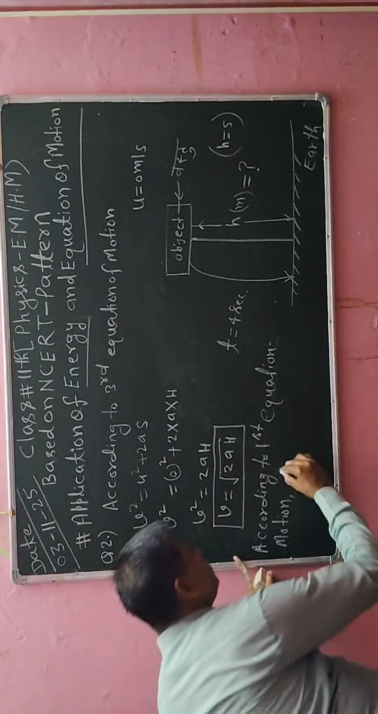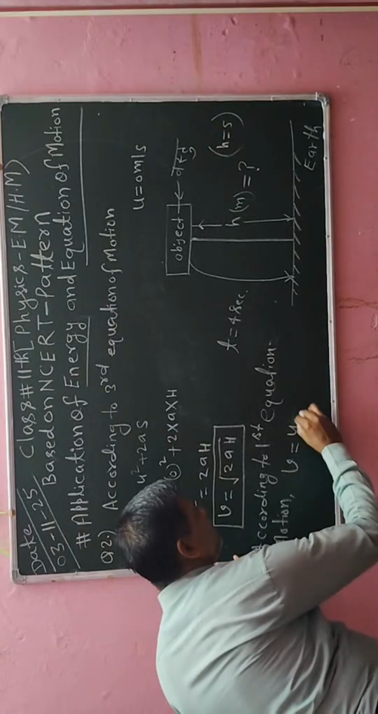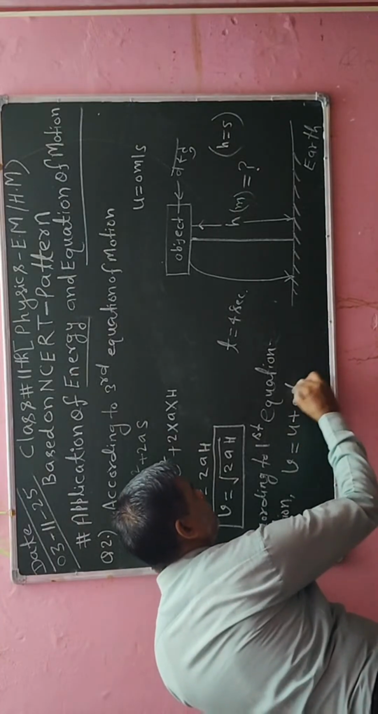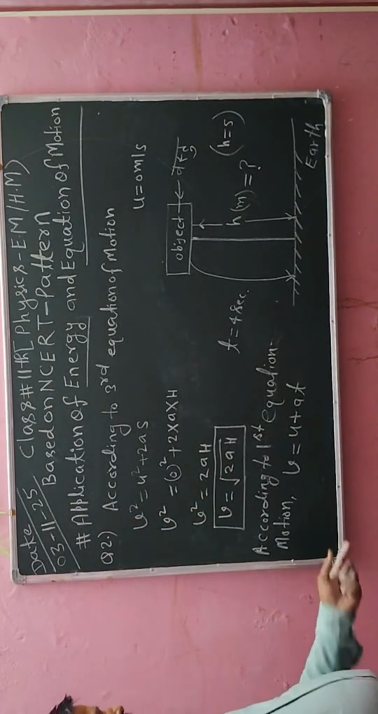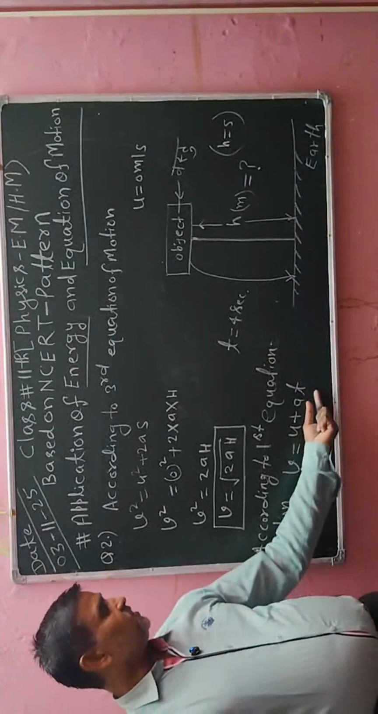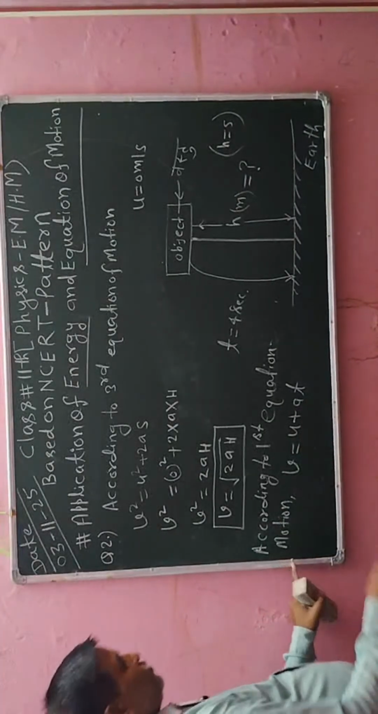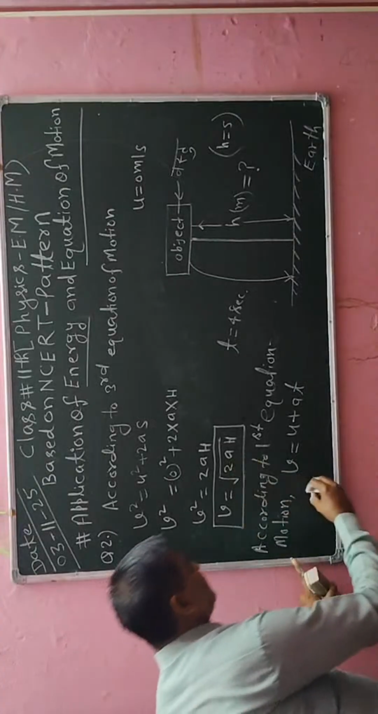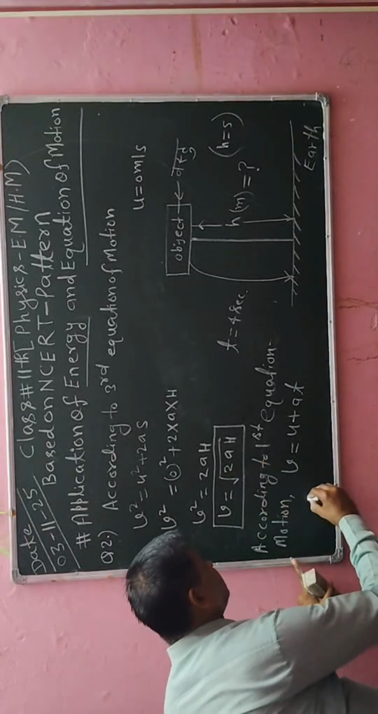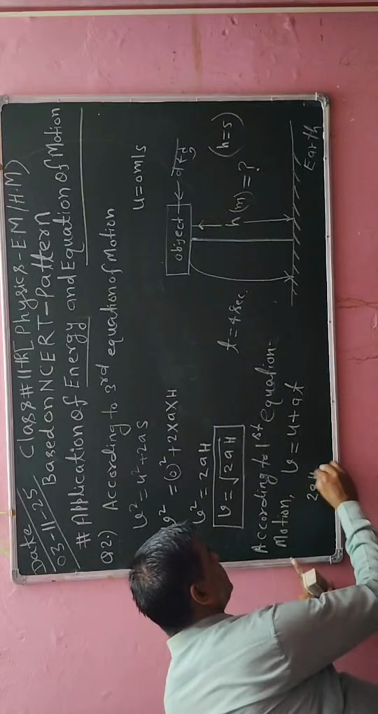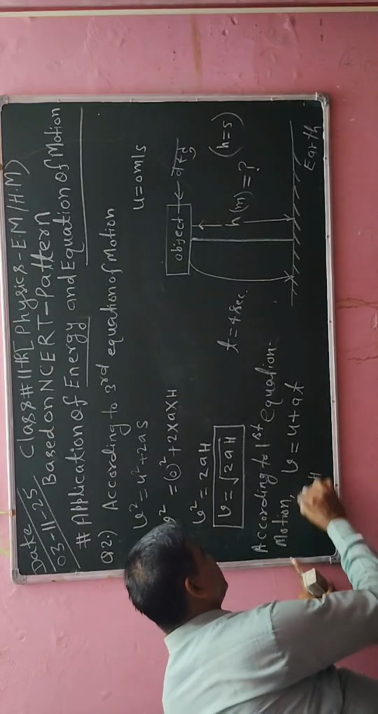So I know V is equal to U plus A into T. So I can put V is equal to U plus A into T. I know the value of V is written here, so I can substitute here. 2AH, I will write in square root.